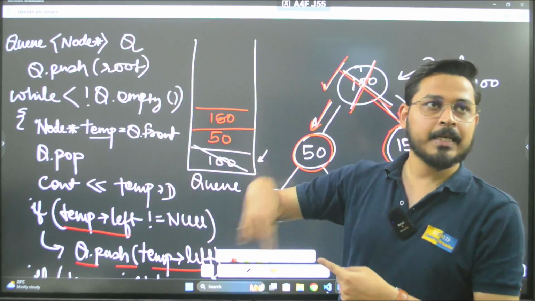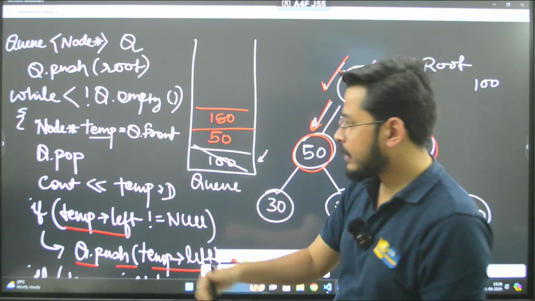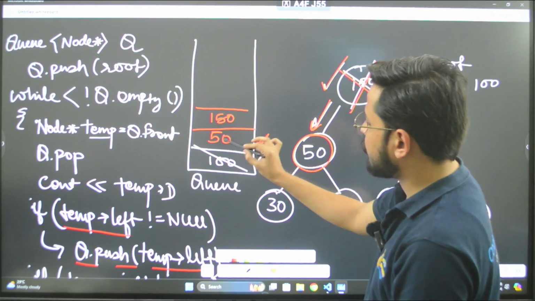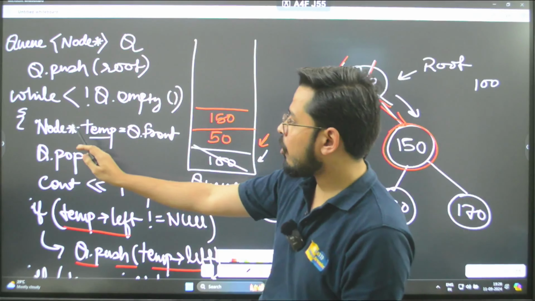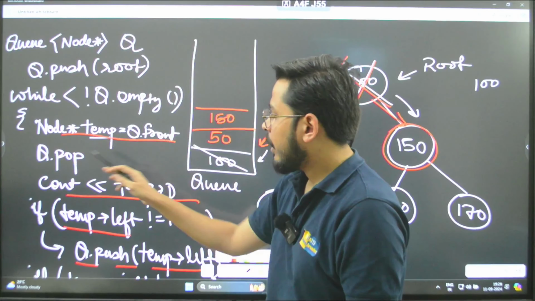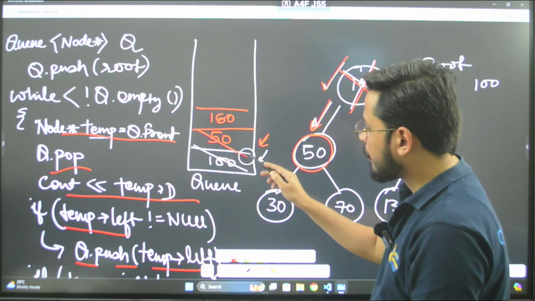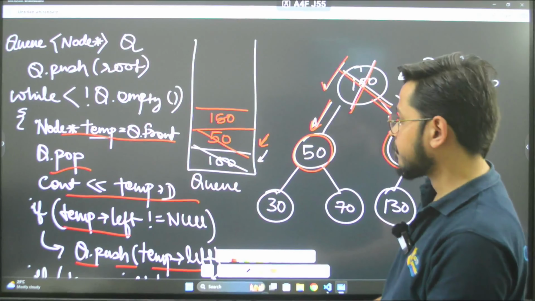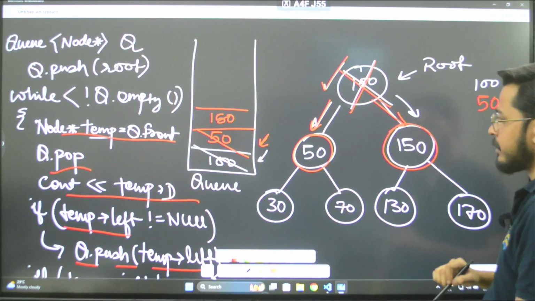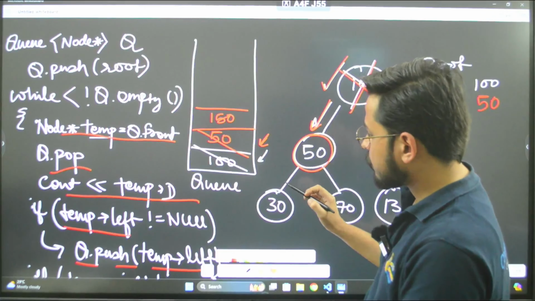Just keep on rinsing and repeating again and again. In that case, what do? The next front is taken out. The next front is 50. Make a copy of that front in the temp, and then pop it out. After popping it out, you will print it out. So 50 is printed, and then what do?